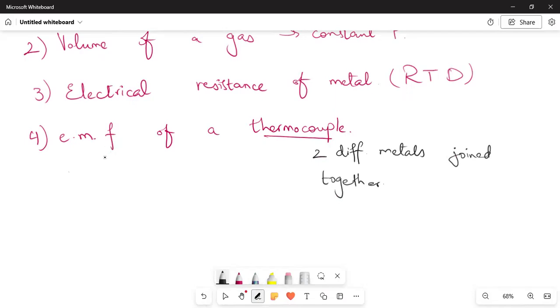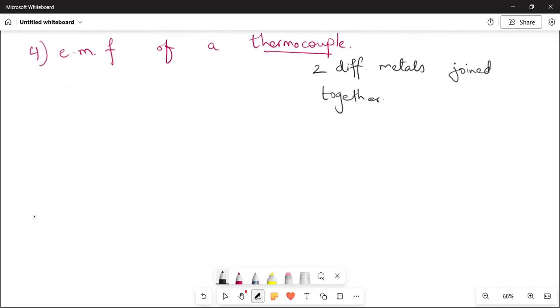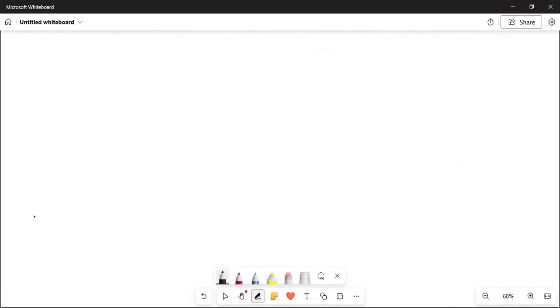This is useful in measuring very high temperatures where ordinary thermometers may not work. Because EMF is changing, more voltage is produced, and more voltage indicates a larger change in temperature also. So very high temperatures, which we can't measure using normal thermometers, we measure using the EMF of a thermocouple.